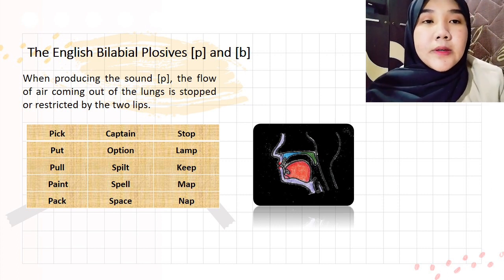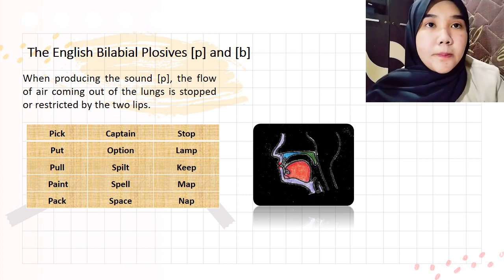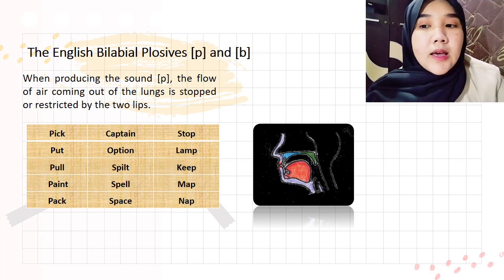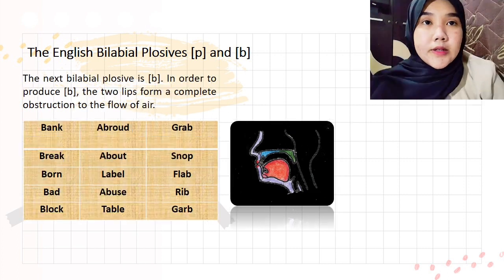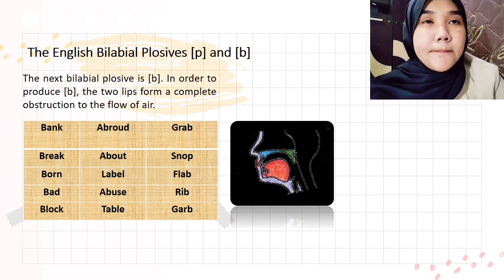In the beginning of words are pick, put, pull, pen, pack. In the middle of words are often, option, spelled, spell, splash. And at the end of words are stop, lamp, keep, map, nap. I will move to the b sound.